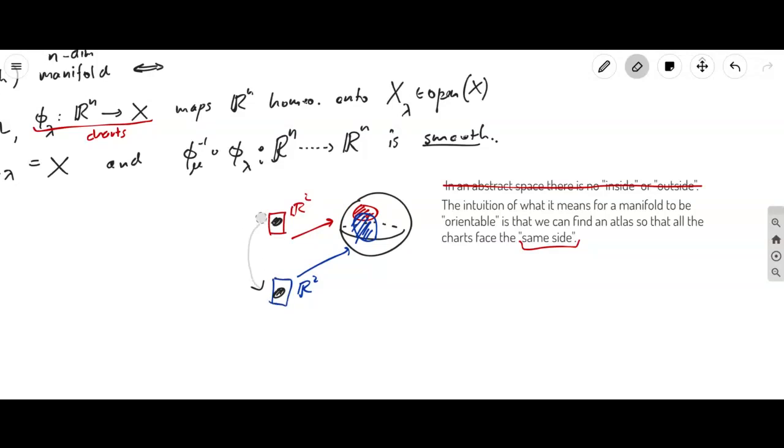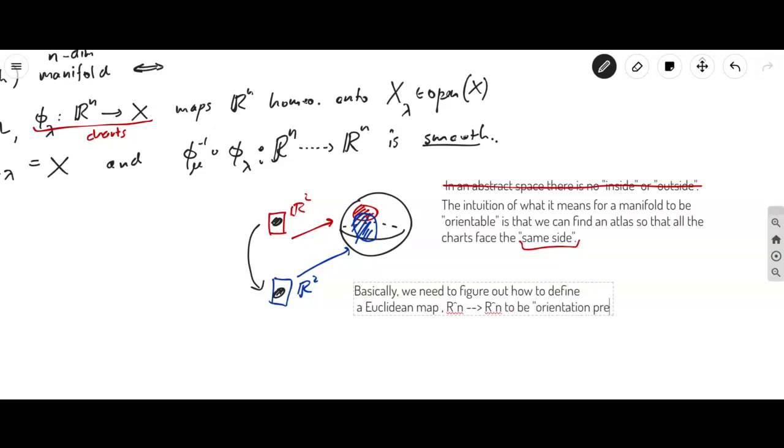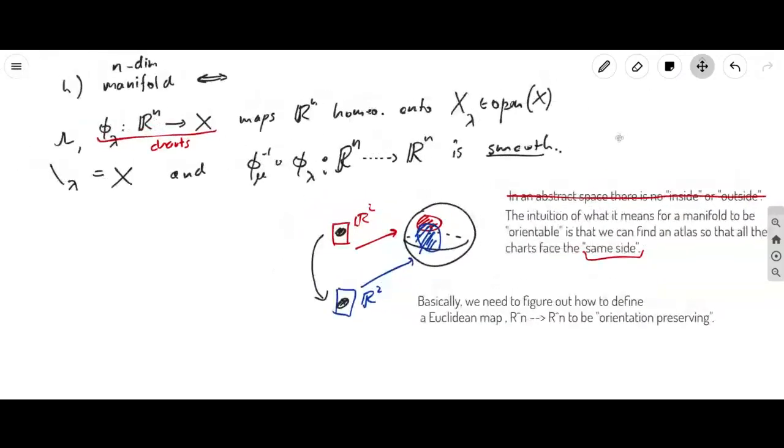So the map from this square to that square will flip things over. And that's what we're going to discuss. So basically, we need to figure out how to define a Euclidean map, because whenever you deal with manifolds, you always bring everything back to the charts. You bring things back to Euclidean space. What does it mean for a Euclidean map from Rn to Rn to be orientation preserving? Whether it keeps the orientation the same or undergoes some kind of flip. So that's what we want to get.